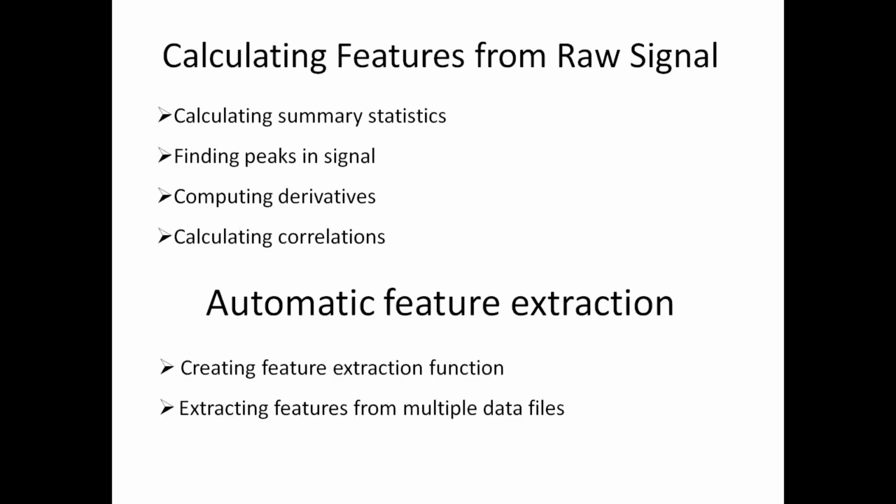for further classification. So the features that we will consider here for extraction from raw data will be first based on some basic statistical calculations. We will see how to extract some features, and then some features based on the peaks that are there in the signal. Then we will see how we can extract some features by computing the derivative of the signal, and then calculating correlations between signals. We will see how to extract some features.